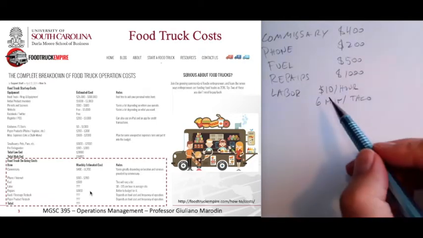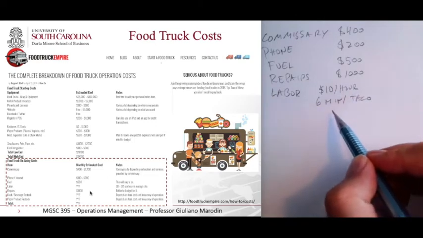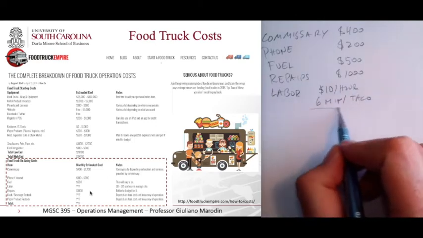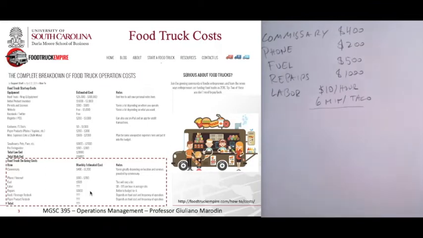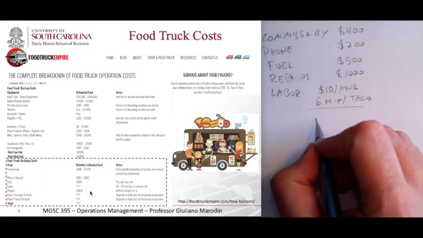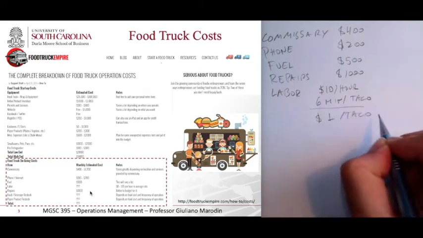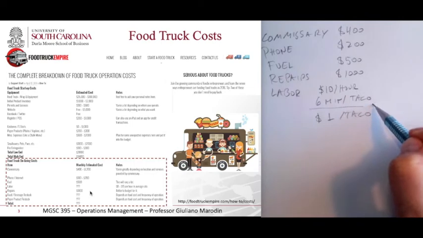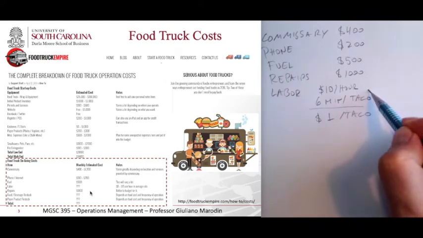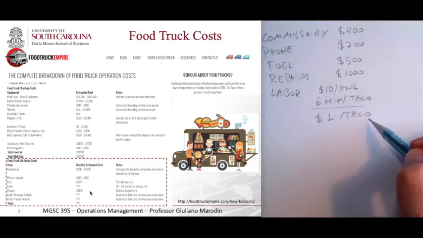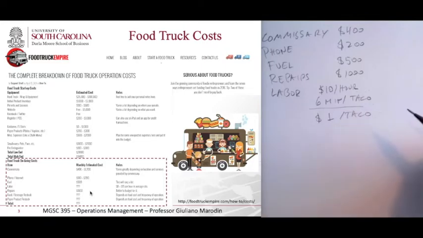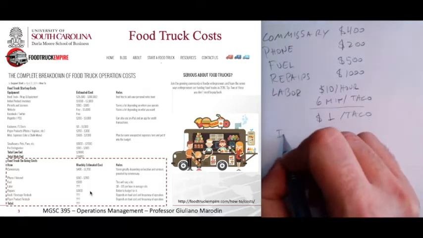So I pay $10 per hour for an employee, and it takes 6 minutes to make a taco. That means I pay $10 per hour, which means every taco will cost $1. Simple math, because it's $10 per hour. So each taco costs $1. Okay, so the next thing is the food, packaging, and so on. So all the ingredients.